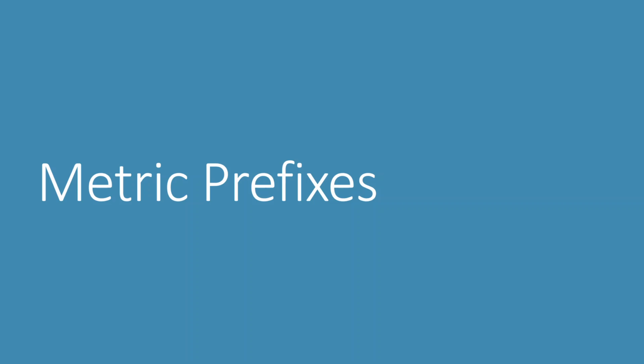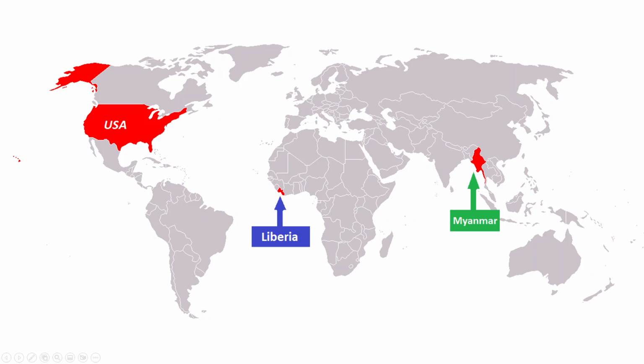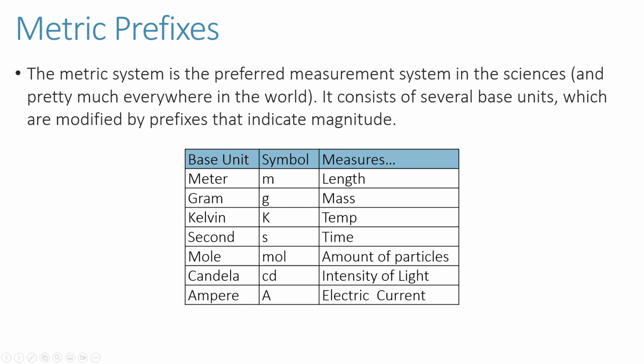Metric prefixes. So this map of the world here is showing USA, Liberia, and Myanmar, highlighting those countries. These are the only three countries that still use the imperial system. Most of the world is in fact on metric. The metric system is the preferred measurement system in the sciences and pretty much everywhere in the world.